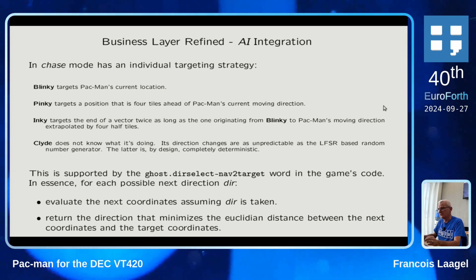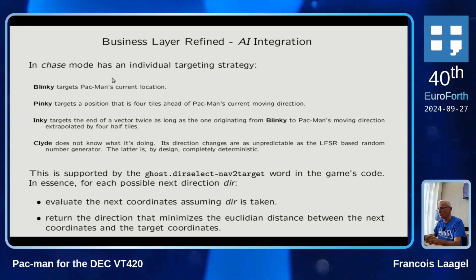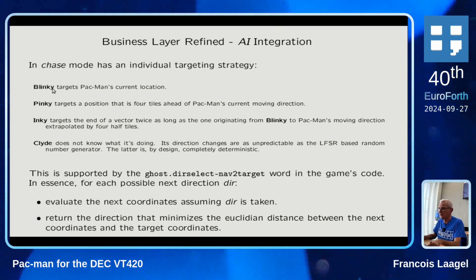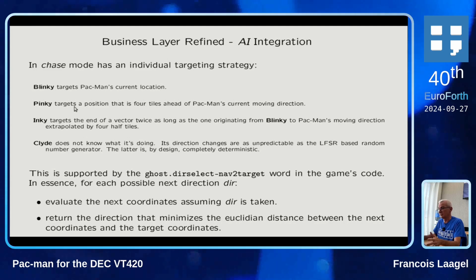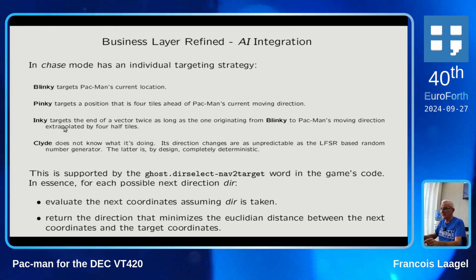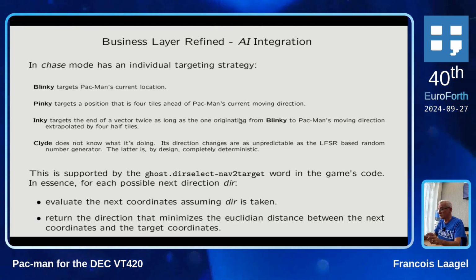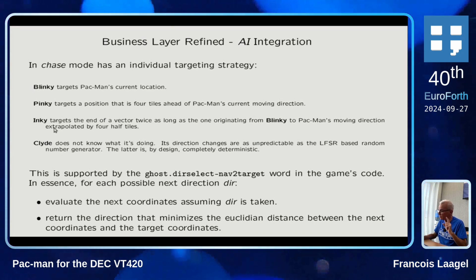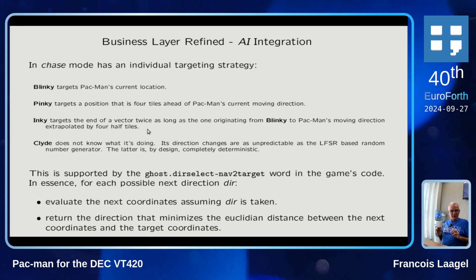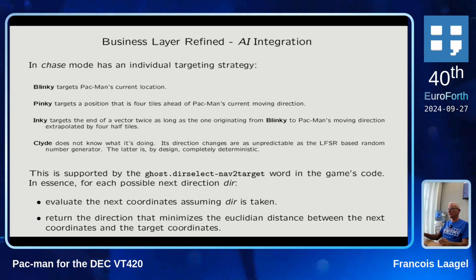This is the differentiated ghost moving strategy. In essence, Blinky, the red one, targets Pac-Man's current location, so it's the most dangerous, obviously. Pinky targets a tile that is 4 tiles ahead of Pac-Man. Inky is the most complex one. It targets the end of a vector twice as long as the one originating from Blinky to Pac-Man's current moving position extrapolated by 4 half times. You have to sit down and really measure what this means, but with the Pac-Man dossier, it's quite easy.